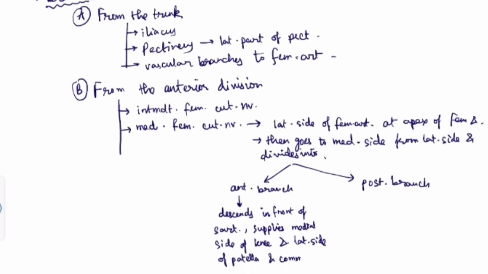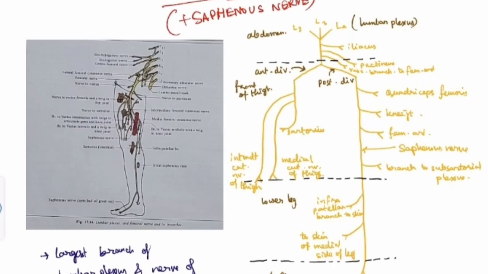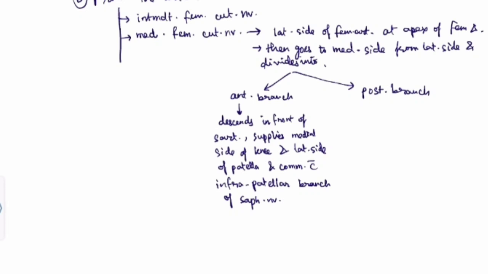And it communicates with the infrapatellar branch of the saphenous nerve. See, I'm showing you one thing. Sorry, this is the nerve. This is the saphenous nerve, so this is the infrapatellar branch of the saphenous nerve. This guy, the anterior division, gives a branch which goes and communicates with it. I hope you understood.